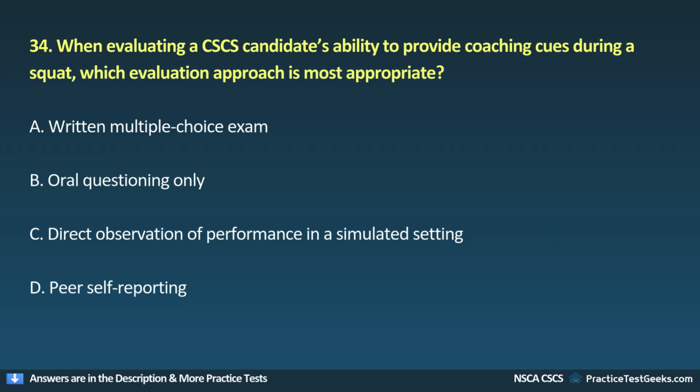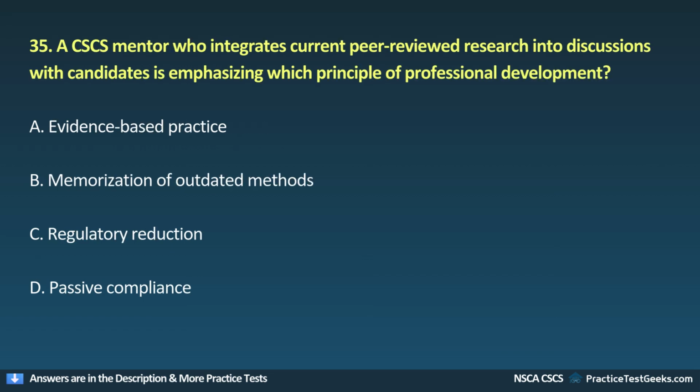34. When evaluating a CSCS candidate's ability to provide coaching cues during a squat, which evaluation approach is most appropriate? A. Written multiple choice exam. B. Oral questioning only. C. Direct observation of performance in a simulated setting. D. Peer self-reporting.